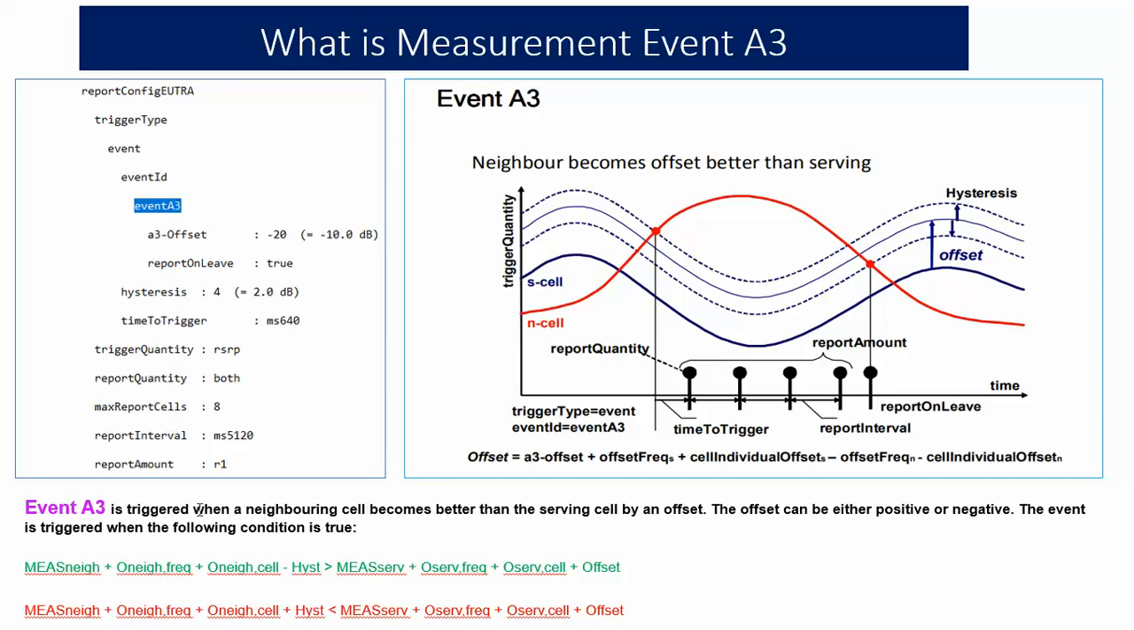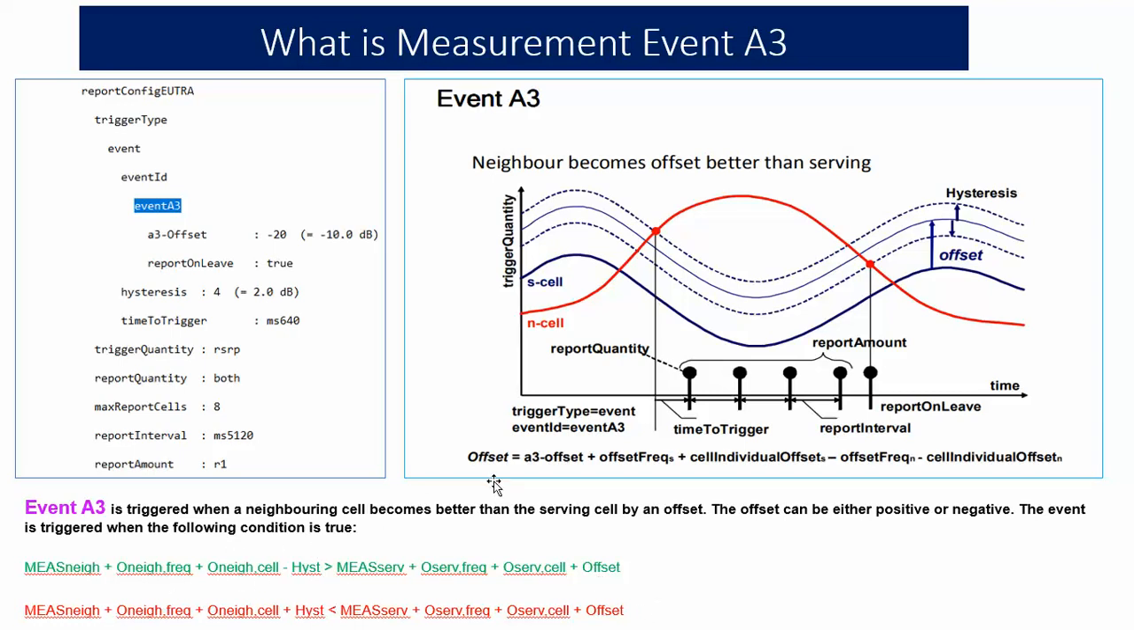Event A3 is triggered when the neighbor cell becomes better than the serving cell by an offset, and the offset can be either positive or negative. The event triggers when the following condition is true, written in green color, and the other written in red color. If we meet that, at that time the network will cancel event A3.